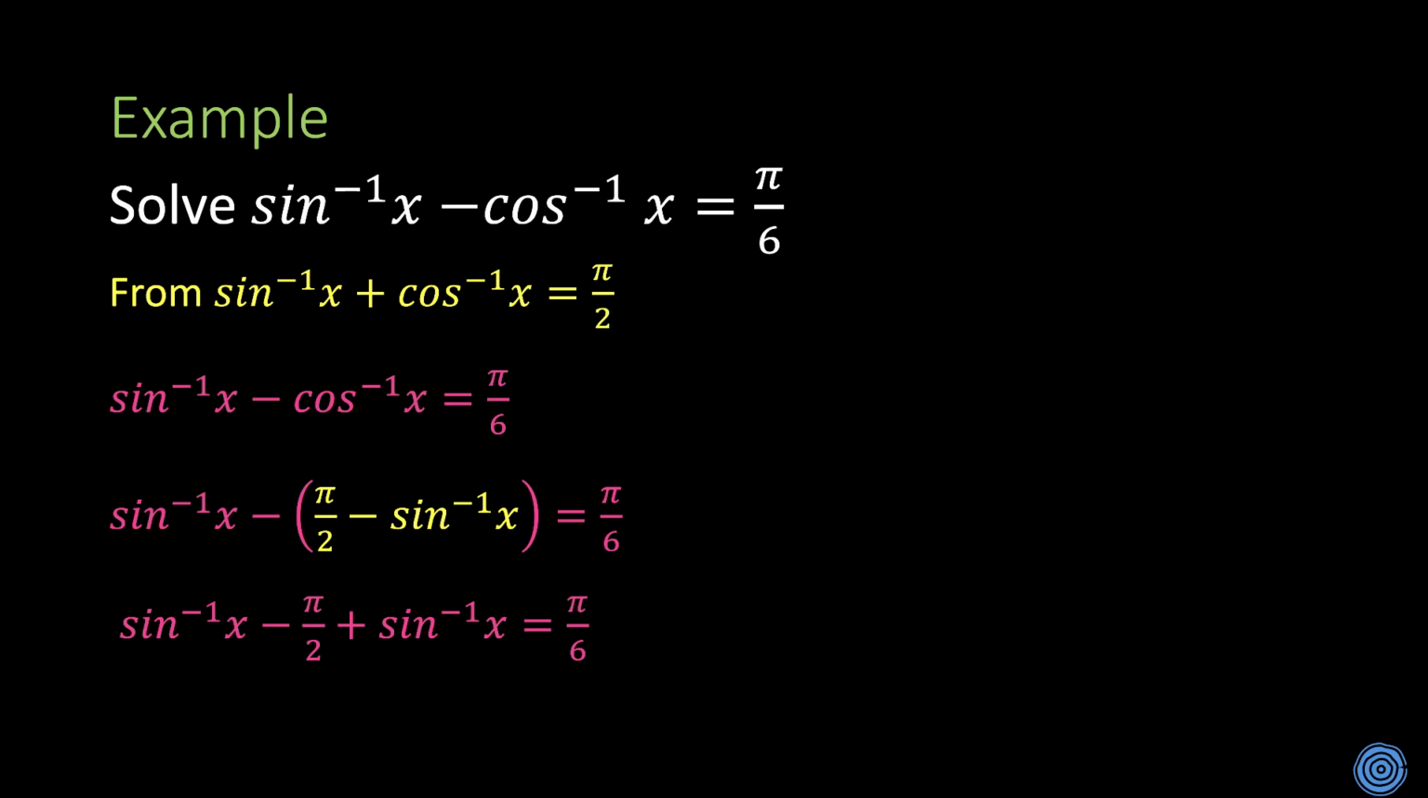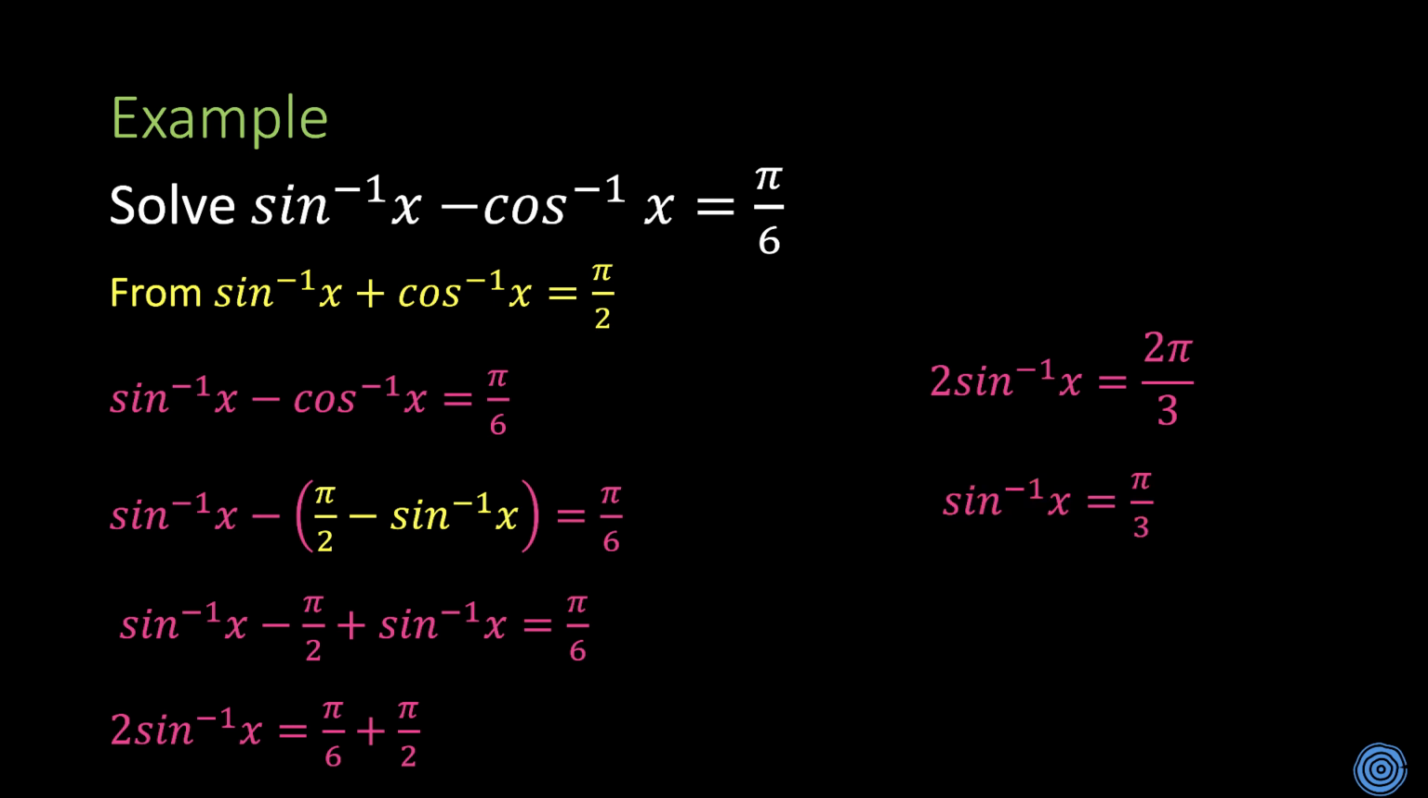From here, I've got now sine inverse x minus pi on 2 plus sine inverse x is equal to pi on 6. Now let's gather our sine inverse x together, and I've got 2 sine inverse of x is equal to pi on 6 plus pi on 2. And as you can see, I brought that pi on 2 over to the other side. Now as you can see here, it's just basic gathering like terms and simplifying. So now I'm going to bring this 2 over to the other side, and I've got the inverse sine of x is equal to pi on 3. And from our inverse properties, I can then write this as x is equal to sine pi on 3. And in exact form, that gives me x is equal to root 3 on 2.